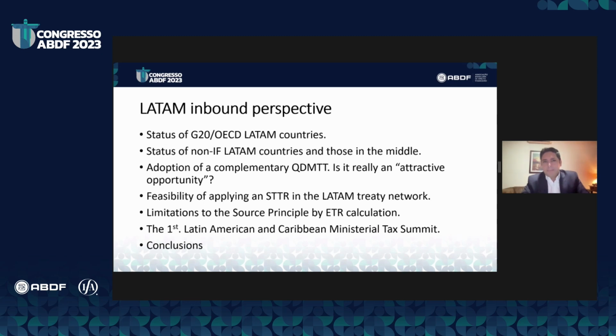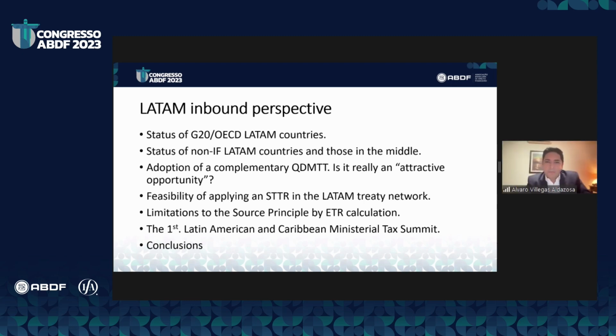So from the Andean community perspective, we can see one member engaged in Pillar 2, which is Colombia. Two countries are not showing interest in Pillar 2, and Peru is part of this third group of Latin countries that are waiting for more developments in this matter and maybe expecting additional solutions from other platforms like the UN or the ministerial platform. Alvaro, is it safe to assume that for all these middle countries it is going to be QDMTT? Yes, I think so. I think so.